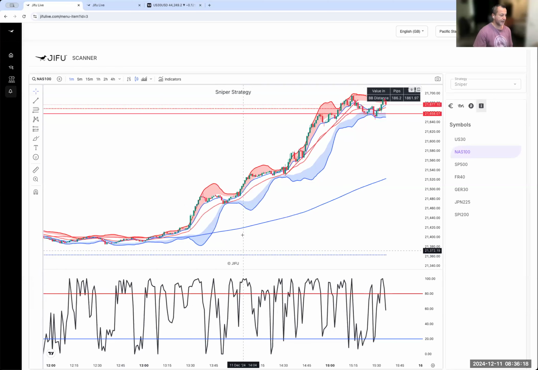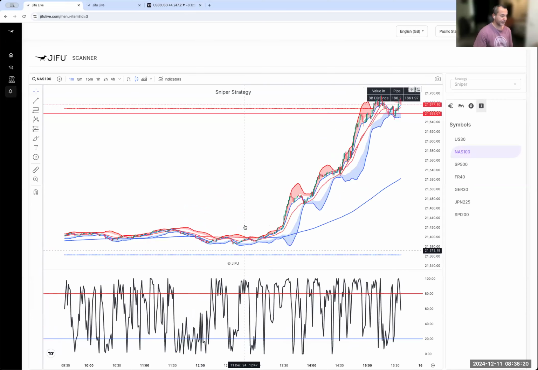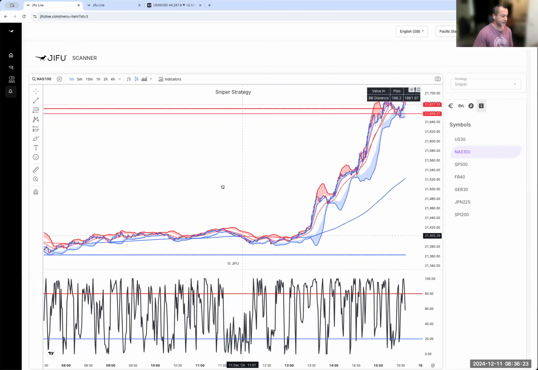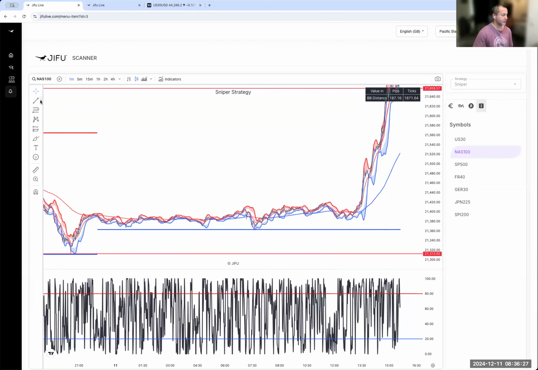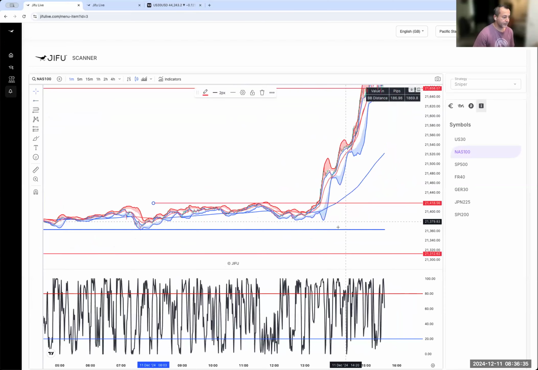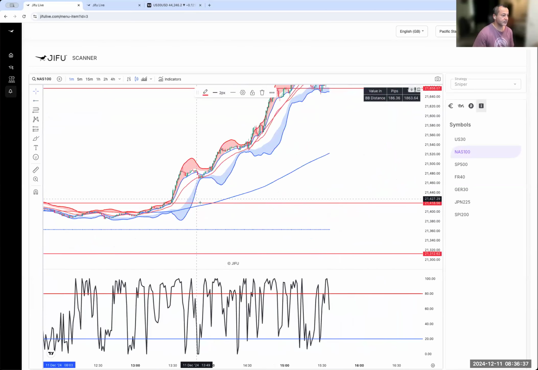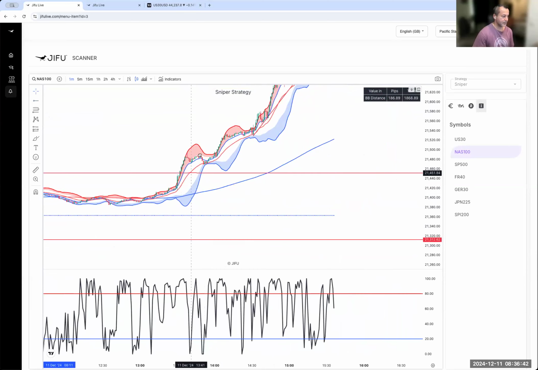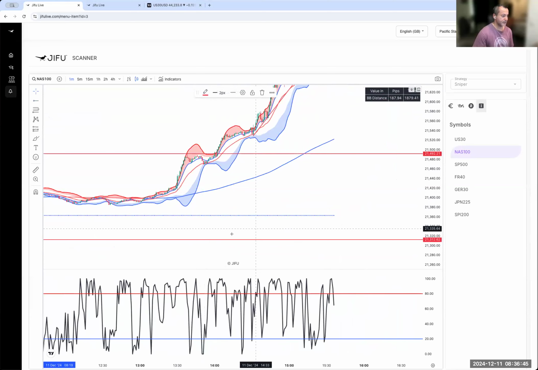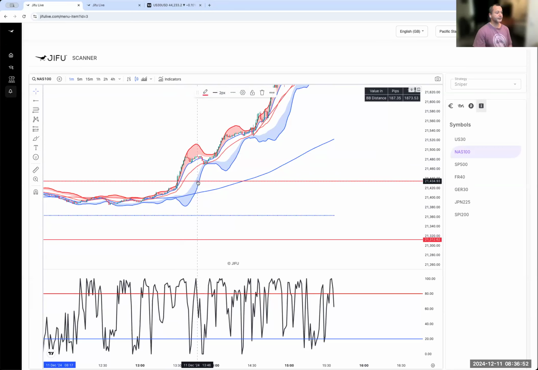And then we did have a high of London session, which was just right here. Okay, so we'll just put a little line there. So we had pre-New York news at 1330, which was right here. So this high was already broken.